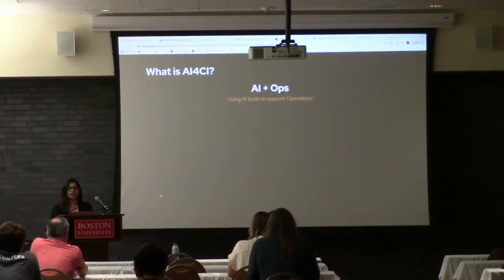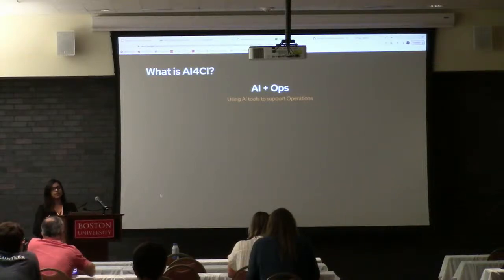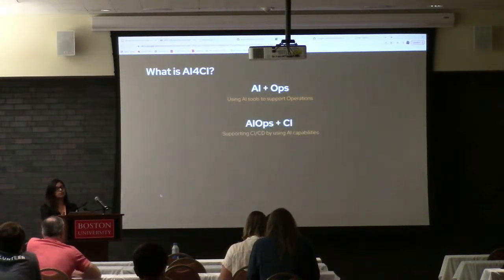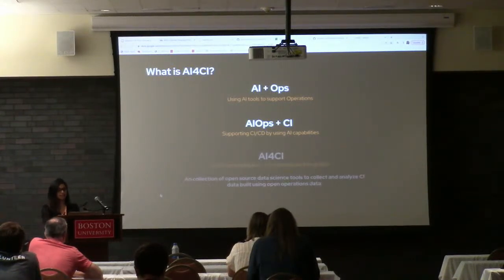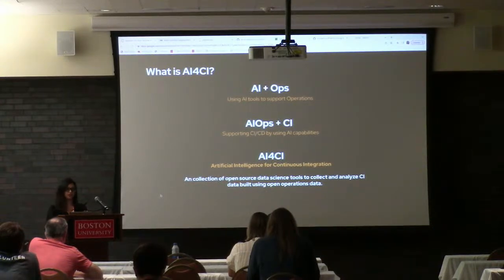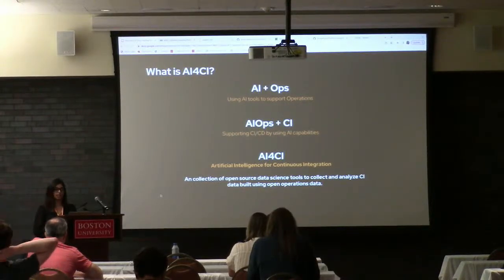So as you all know, AIOps is the thing of the hour. Everyone's doing it, but what does it actually mean? It is basically AI, artificial intelligence, applied to support IT operations. And we further use these AIOps capabilities to support CI/CD processes. Hence, we have created this tool called AI for CI that uses a lot of open data sources and creates a collection of intelligent tools and applications that help us analyze and better facilitate the CI/CD data.